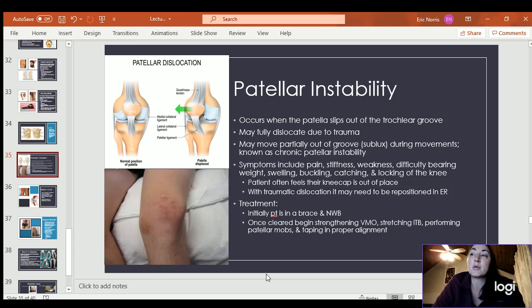Initially, they'll typically require some type of brace and non-weight bearing, especially if they dislocated the knee, until it's healed and less likely to dislocate again. They'll typically be in a brace and not be able to put weight on it. And then once they're cleared for strengthening in general, we'll start with the VMO, stretching the IT band, performing patellar mobs, taping the patella into proper alignment, and all the other types of activities we've done for other new patients as well.